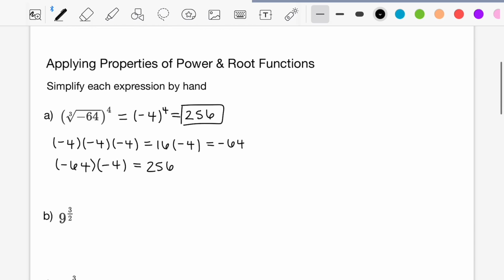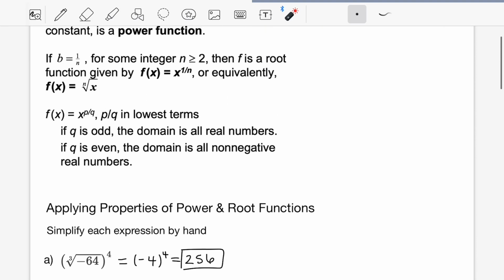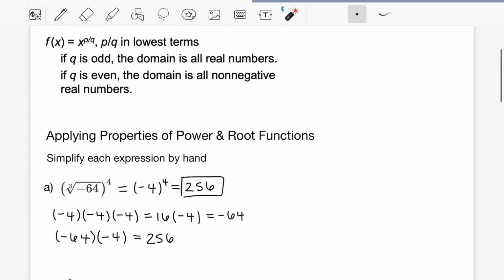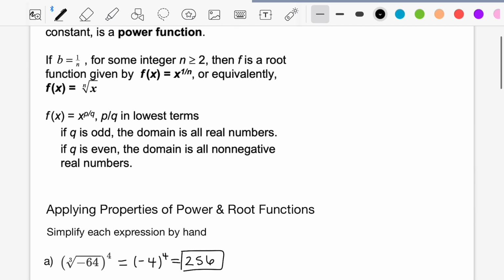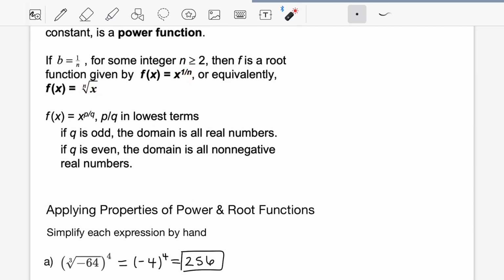Alright, let's look at the next one. We have 9 to the power 3 over 2. So looking back at this, we have 9 to some power. So we can rewrite this as 9 to the 1/2 power, cubed, right? When we do this, we're just multiplying these exponents. And in this case, we can rewrite this as the square root of 9, cubed, just by this property.